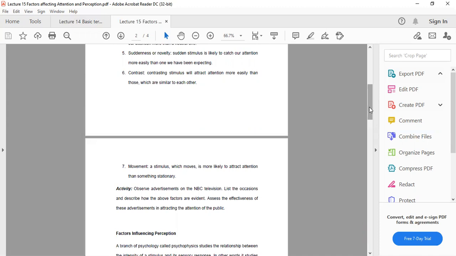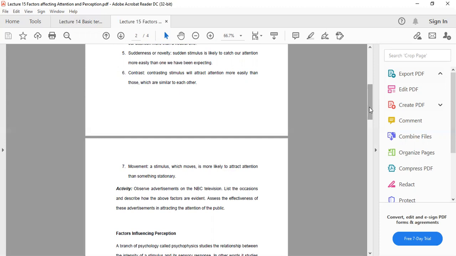The assignment that I'm going to give you is to observe advertisements on NBC television or any other television channels that you see. List the occasions and describe how the above factors are evident. Assess the effectiveness of these advertisements in attracting the attention of the public.